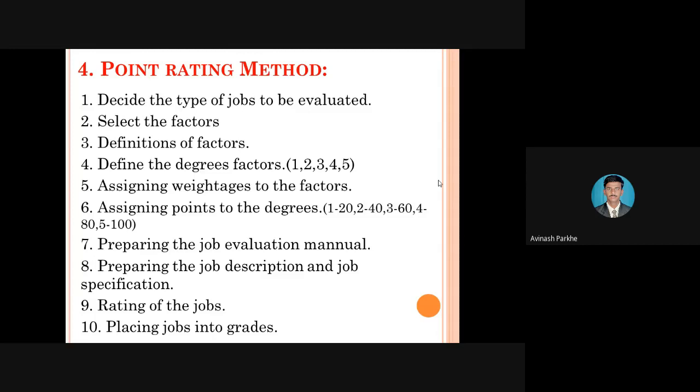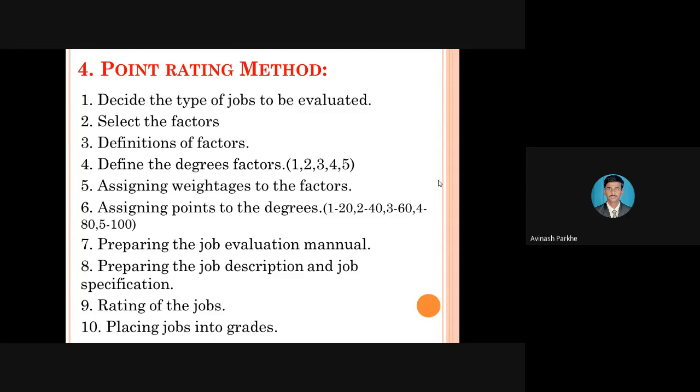In the case of the point rating method, again whatever evaluation of the job is taking place, some common factors are considered. For example, education of the operator, experience of the operator, what physical efforts are to be taken, and which type of responsibilities are given to that operator. So these are the common factors which are considered during the job evaluation. But other than that, in the point rating method, one standard procedure is involved. All those steps I have represented here.